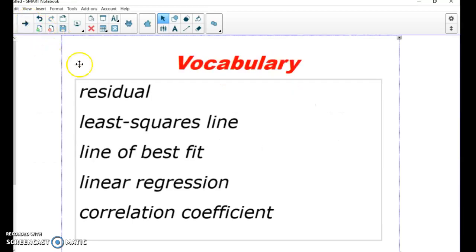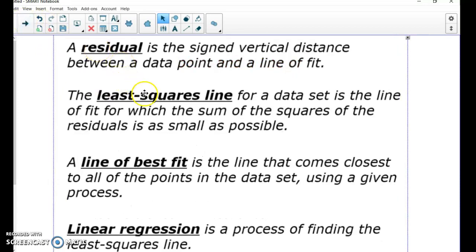Those are big words. Vocabulary for this lesson includes the residual, least squares line, the line of best fit, linear regression, and the correlation coefficient. A residual, of course, doesn't make sense until we get into the math of it, but I just want you to know that these are here, defined for you if you want to put those in your notes.